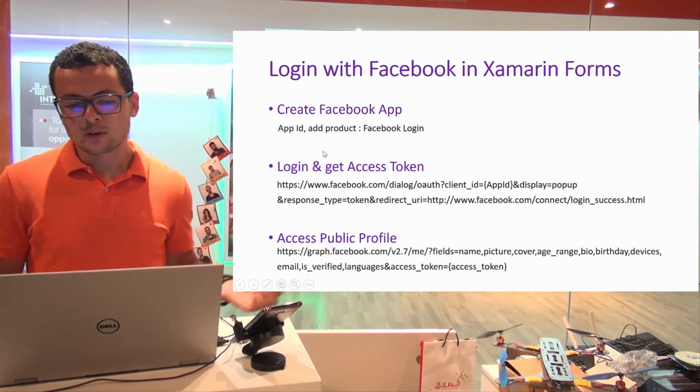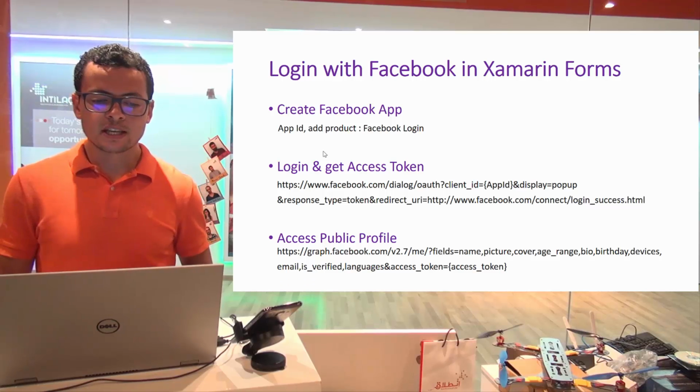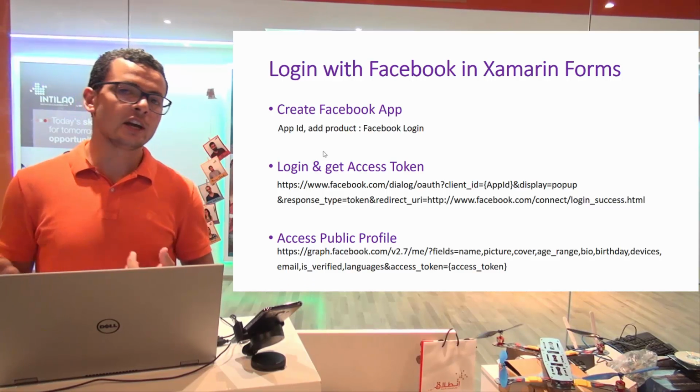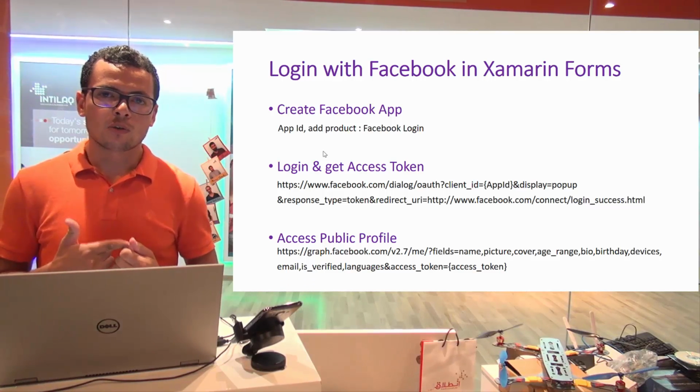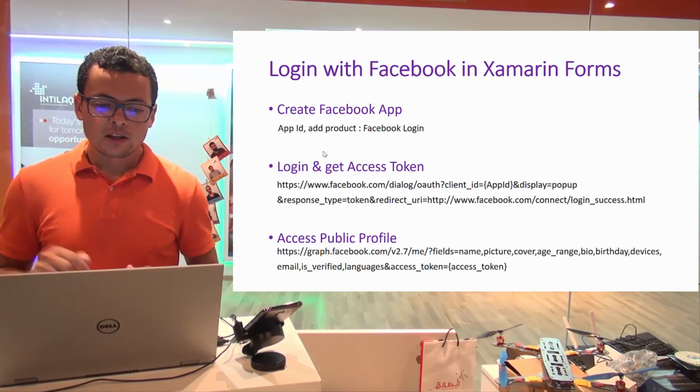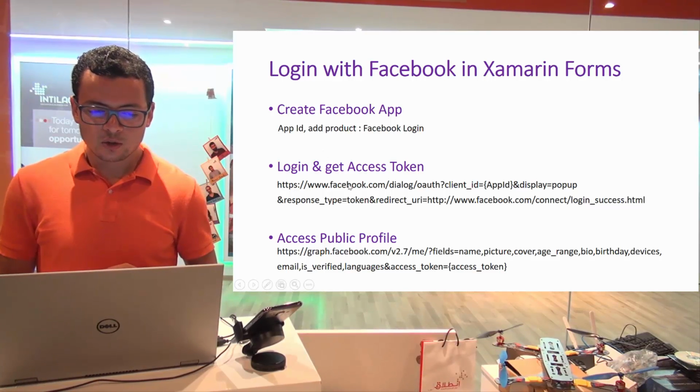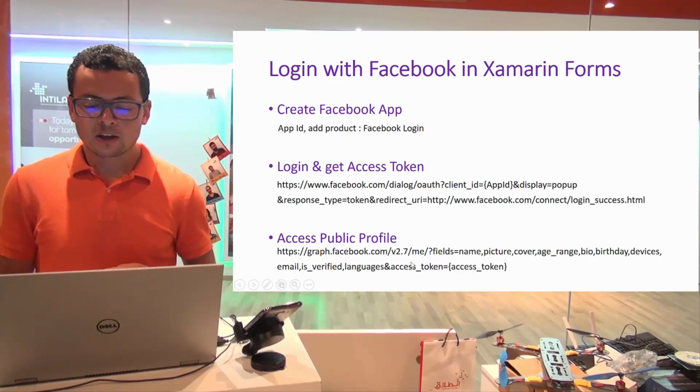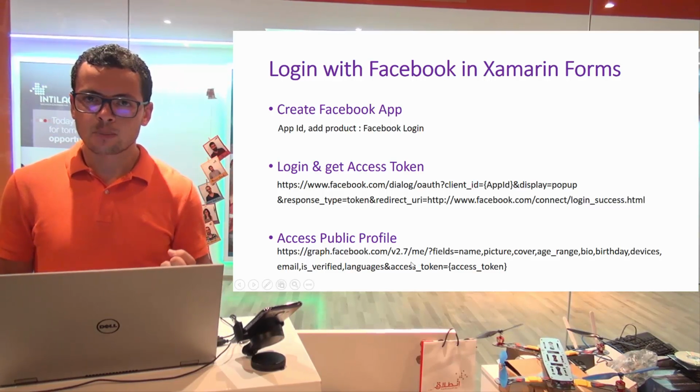Let's resume these steps here. We need to create an app. From that app, we need to add the Facebook login product. Then we need to use these URIs and specify for each one the different parameters.